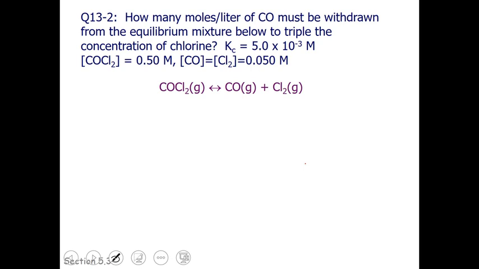So here is your question. How many moles per liter of carbon monoxide must be withdrawn from the equilibrium mixture below to triple the concentration of chlorine? I'm given a Kc value and initial concentrations. So I've added my initial concentrations, and I want to know how much must be withdrawn. So that means instead of adding X, I am going to subtract X right here underneath the carbon monoxide on the initial row.